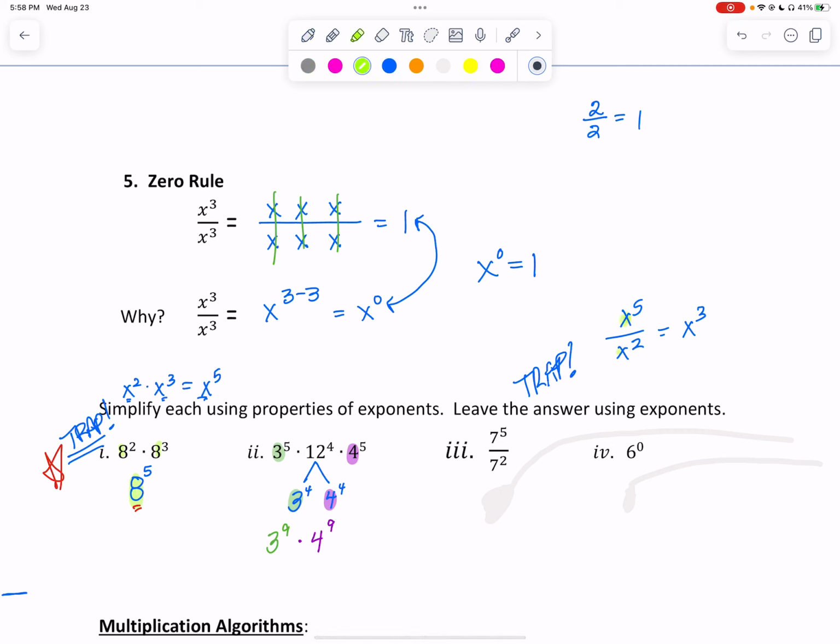Notice that this base never changed. Okay, so this is never going to change. We're going to subtract my 5 and my 2 and get 3. So that's 7 to the 3rd. I get lots of students that will cancel it out and give me 1 to the 3rd. And then simplify the 1. That is not the case. Okay, it's 7 to the 3rd. And then again, anything to the 0 power is going to be 1.